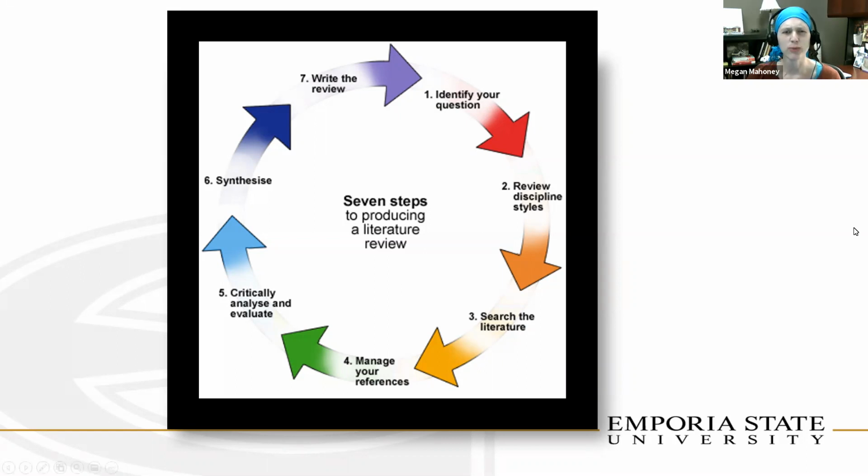Next, manage your references well. People do this in different ways. I like to track mine in an Excel or Google Sheet, where I have separate columns for the citation, methodology, research population, findings, and limitations. This helps me with step 5, critically analyze and evaluate the research that you have found.